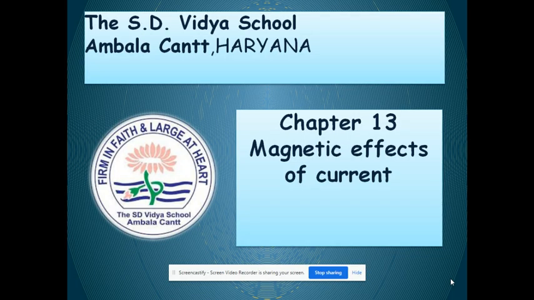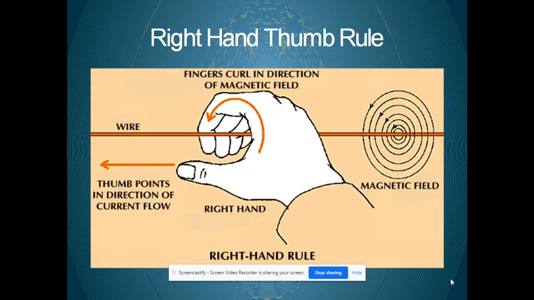Good morning, dear children. Let us continue with chapter number 13, Magnetic Effects of Current. Let us revise the right hand thumb rule once again. First of all, you should know what is the purpose of using this thumb rule. This rule tells us the direction of magnetic field.